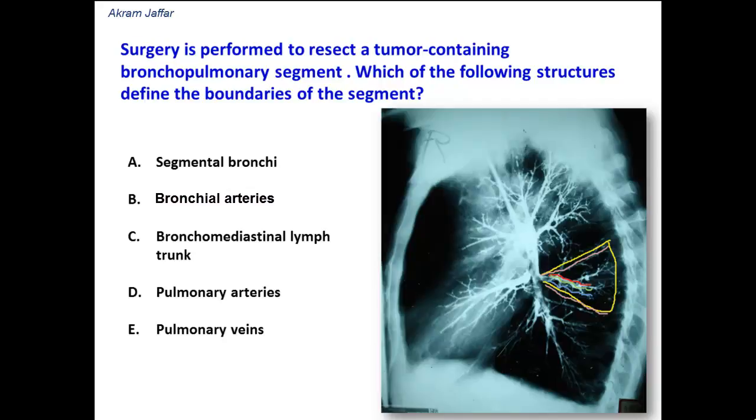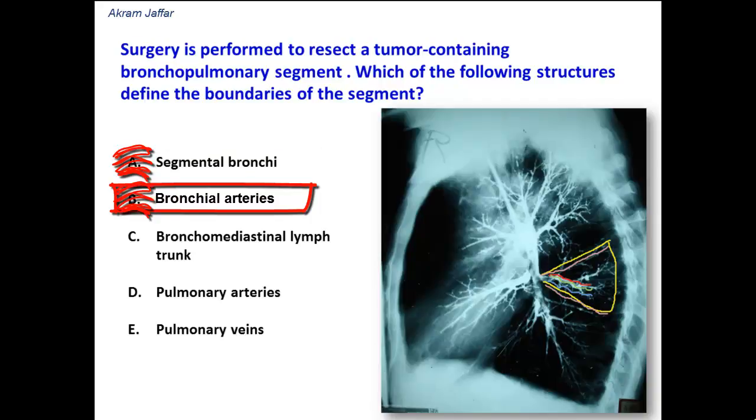Now let's go back to the options. Which of the following structures define the boundaries of the segment? Is it a segmental bronchus? No, because as I have just mentioned, the segmental bronchus is located within the segment and not at the boundary. Bronchial arteries are within the segment.